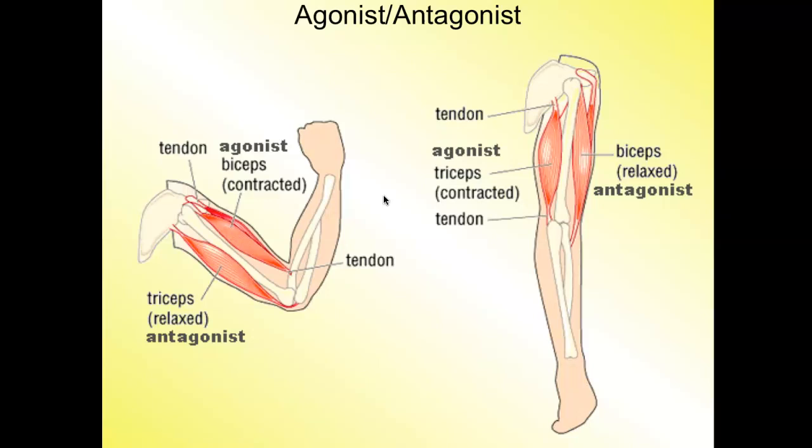There's another term here called synergist. And a synergist is going to add extra force. So when I was talking about the biceps brachii and the brachialis doing the same action, they help each other, right? So the brachialis is going to be a synergist for the biceps brachii. They're going to work together. Another definition of synergist is something called a fixator. And a fixator is going to hold the bone still that the agonist is attached to, so you minimize unwanted movements.